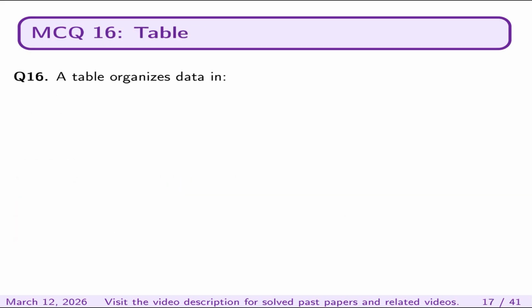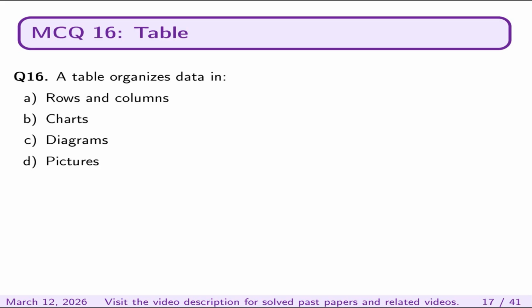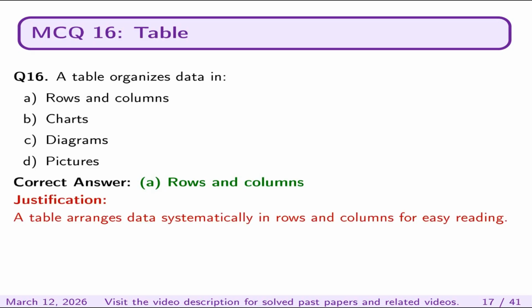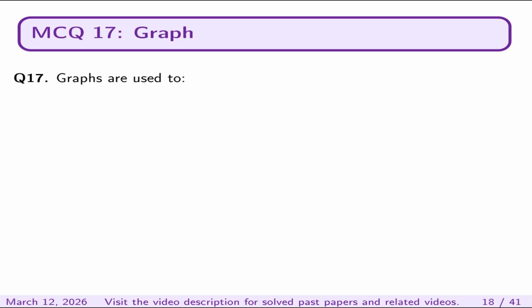Question number 16. A table organizes data in rows and columns, charts, diagrams, pictures. The correct option is rows and columns, because a table arranges data systematically in rows and columns for easy reading. Question number 17.